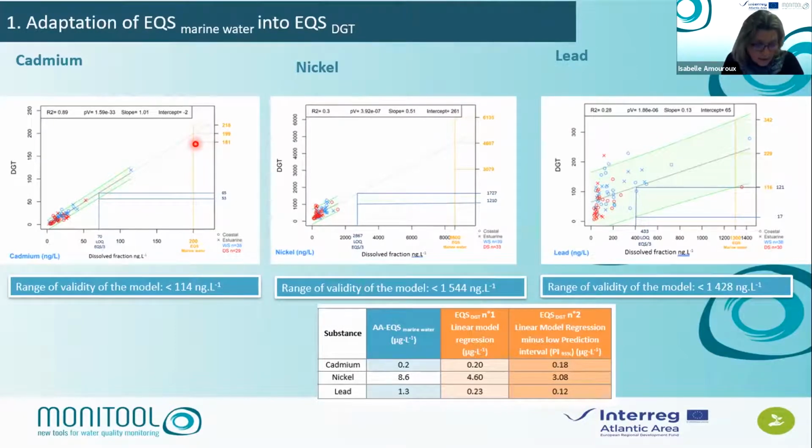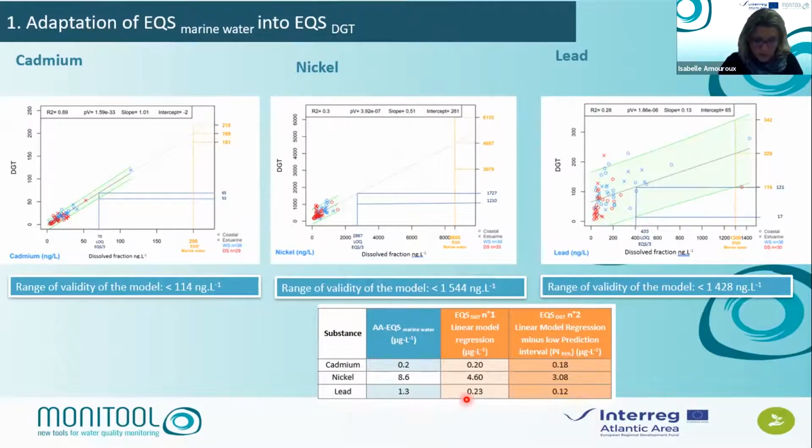for cadmium and nickel, as it is outside the range of validity of the model. The predicted EQS DGT number 1 is determined at the value of the linear model regression, and the EQS DGT number 2 is determined at the lowest prediction interval in order to be more protective. So you can see here in the table the proposed EQS DGT number 1 and number 2 for cadmium, nickel, and lead, expressed in microgram per liter as done in the regulation.